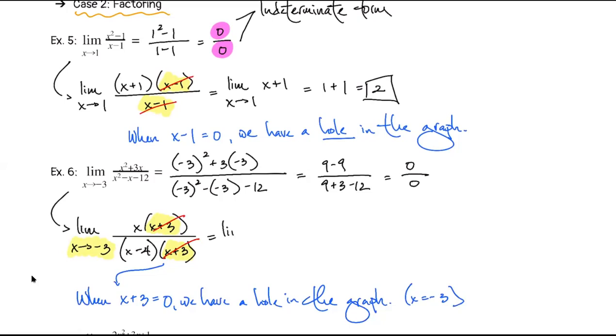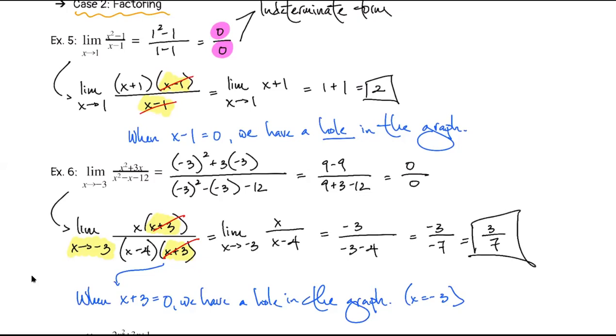We get the limit as x approaches -3, and what's remaining? x over x minus 4. Okay. Let's try plugging in our numbers now. -3 over -3 minus 4, which is -3 over -7, which gives us 3 over 7. Okay.